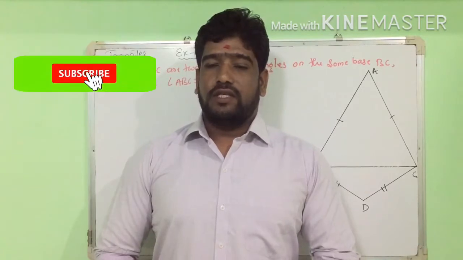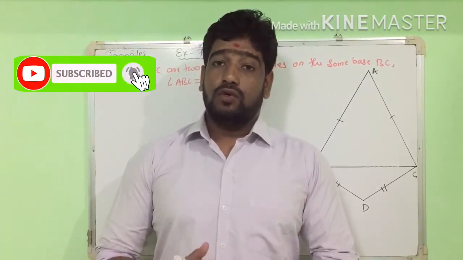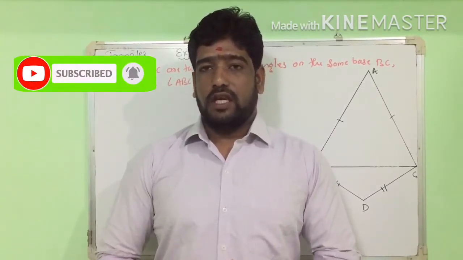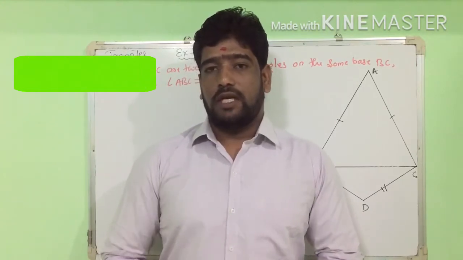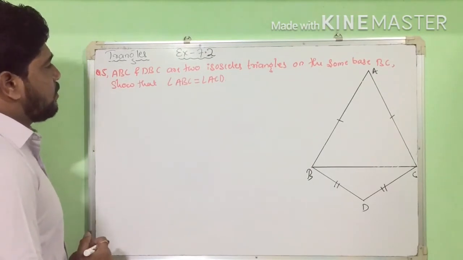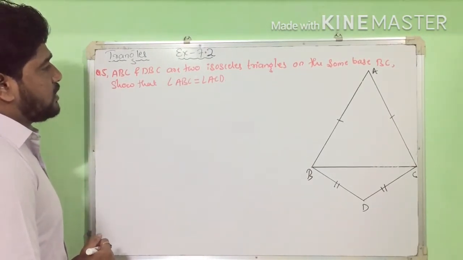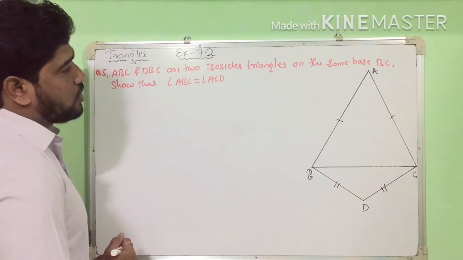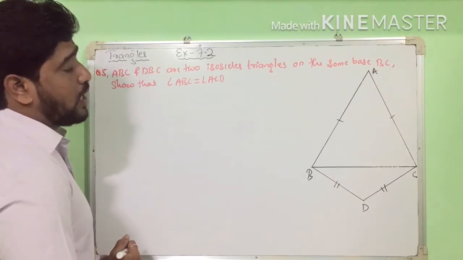In the previous section we discussed exercise 5.2 up to the 4th question. So today's section I am going to discuss the next problem, that is the fifth one. So what is given in the fifth one? The triangles ABC and DBC are two isosceles triangles on the same base BC.